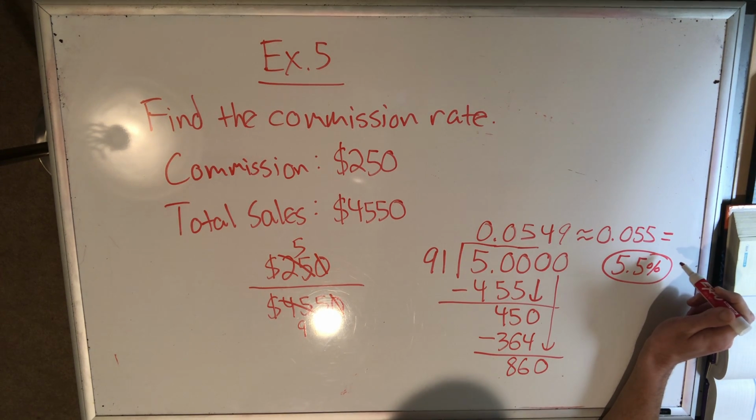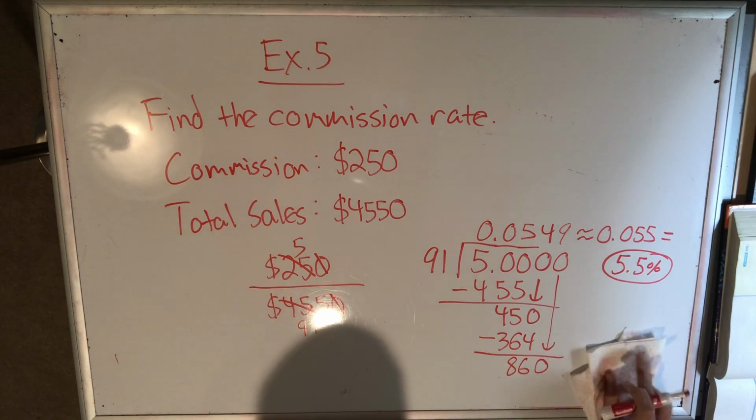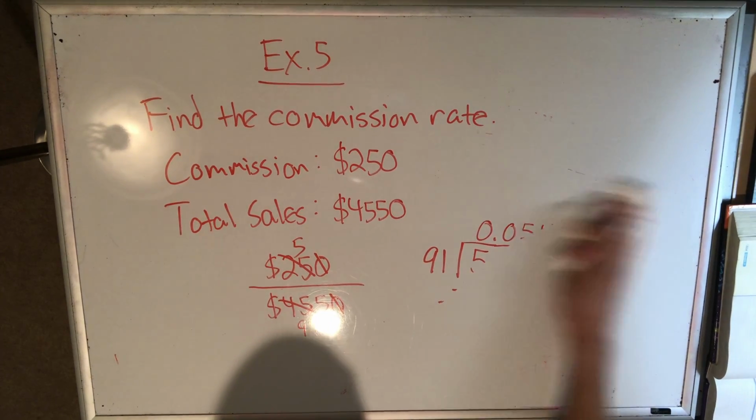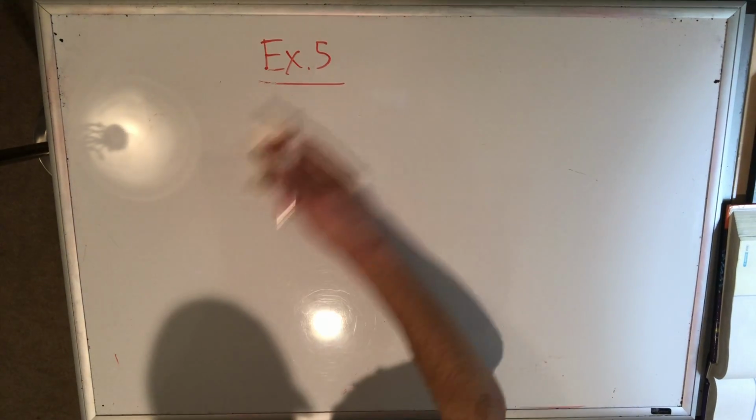The salesman gets to keep 5.5% of whatever he sells. So every $100 that he obtains from selling the product or service, he gets to keep $5.50 of that. Now let's go to example 6. Approximately, because we rounded.